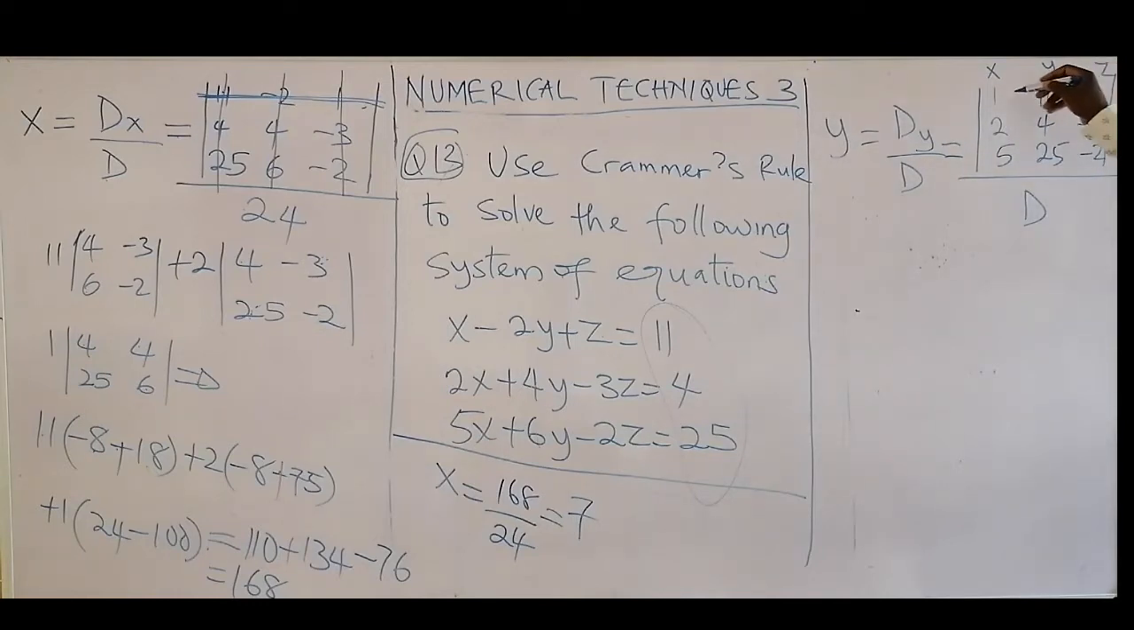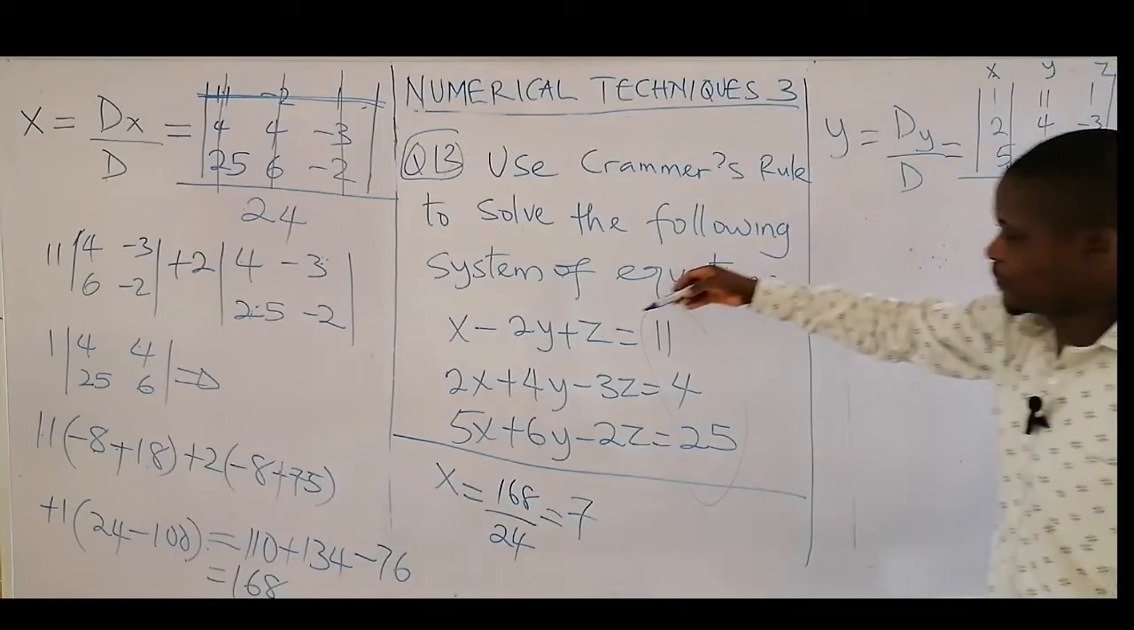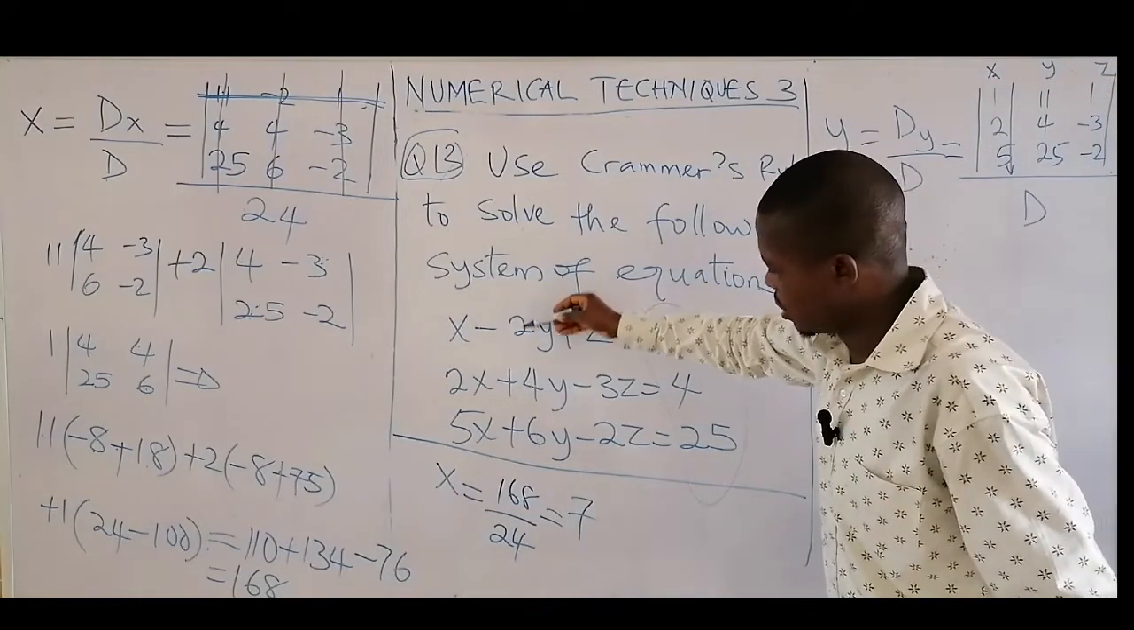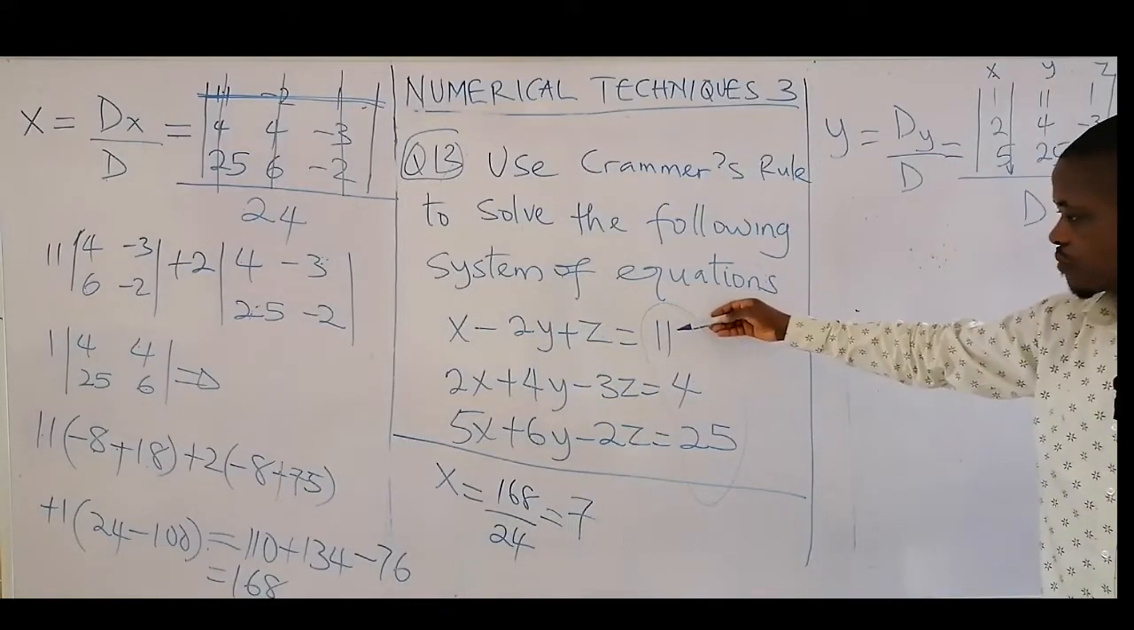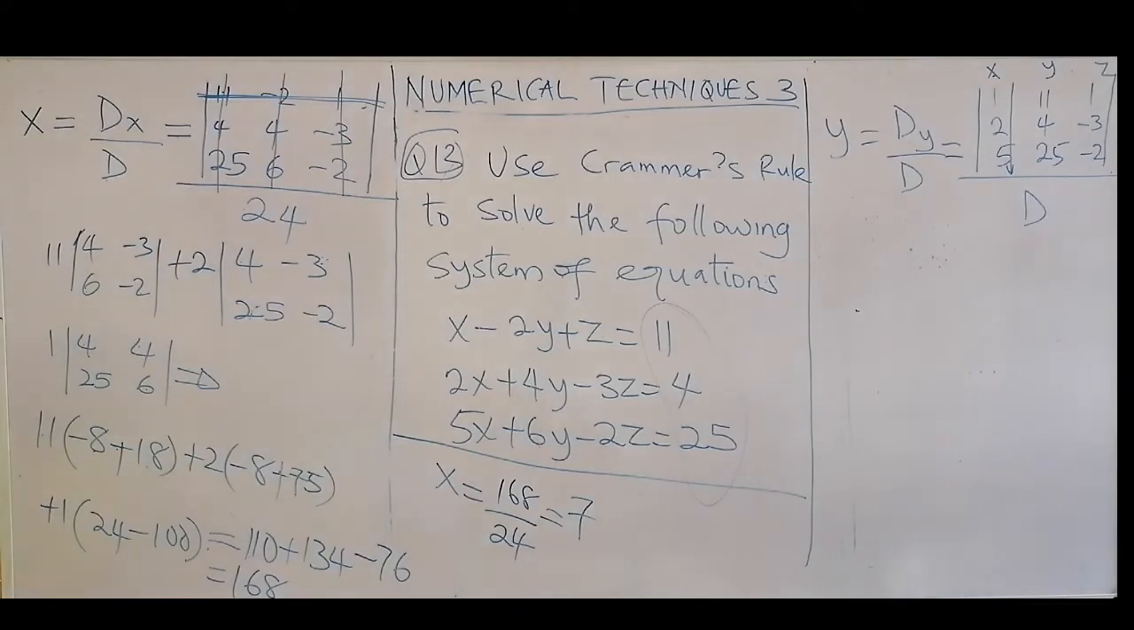Okay, so the first column is for what? Is for x. The second column is for what? Is for y. The third column is for what? Is for z. So if you are looking for y now, the only thing you just do there is to replace the coefficient from the given equation, replace the coefficient here with what you have as equal to 11, 4, 25.